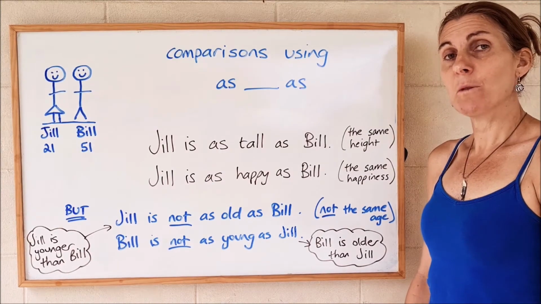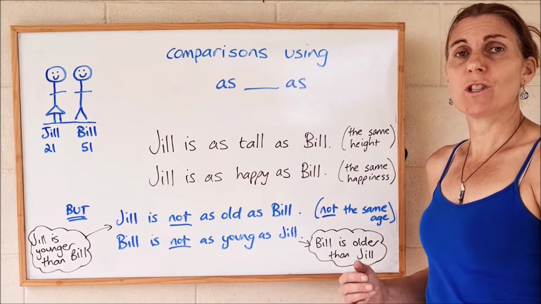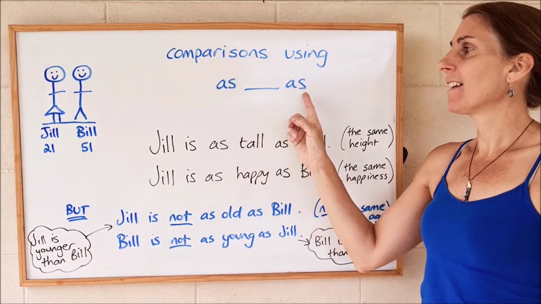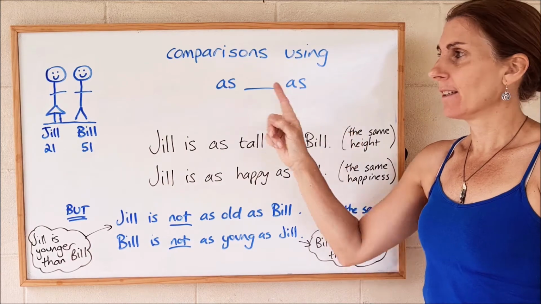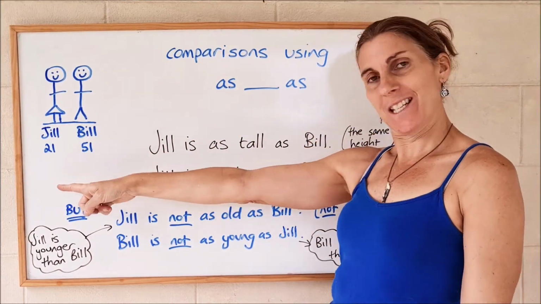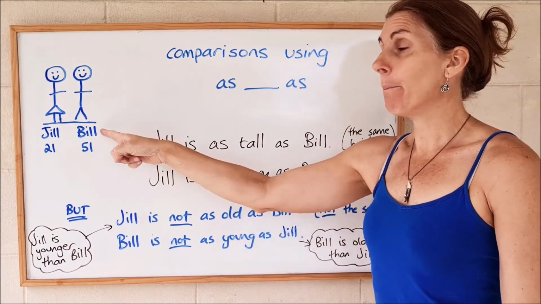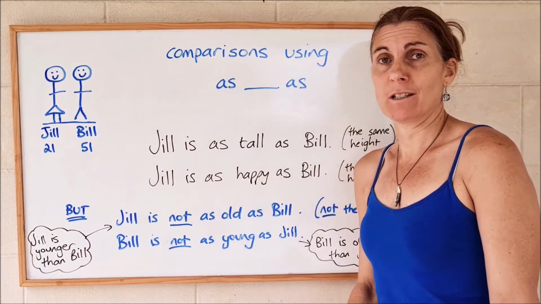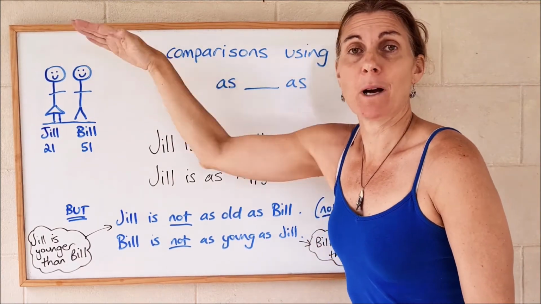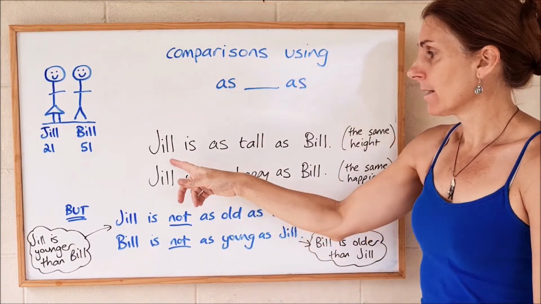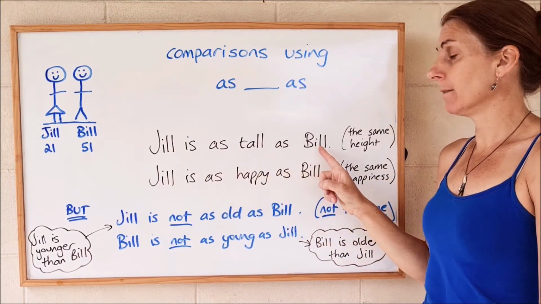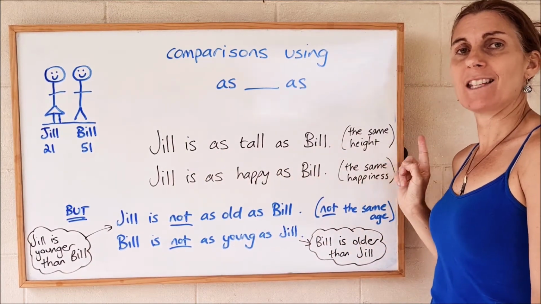Okay, I want to show you one other way we use to compare things. Comparisons using as. Okay, we've got 2 people again here. Jill, who's 21 years old, and Bill, who's 51 years old. Now if you look, they're both the same height. So we can say Jill is as tall as Bill because they are the same height.